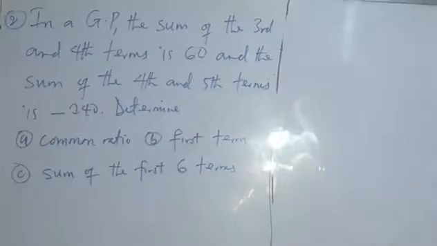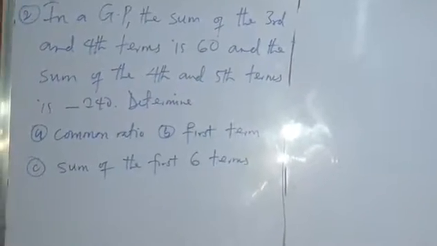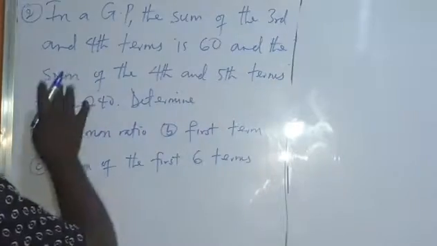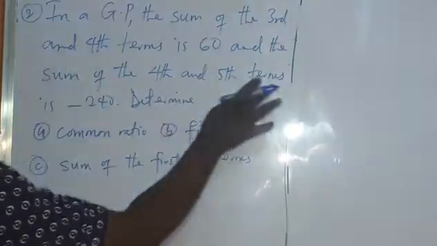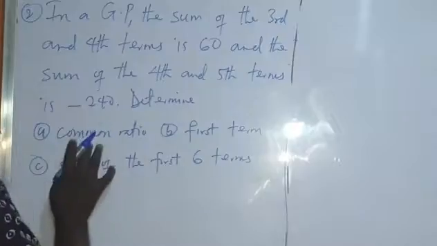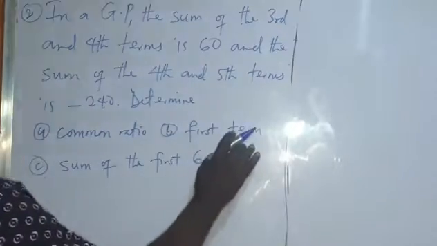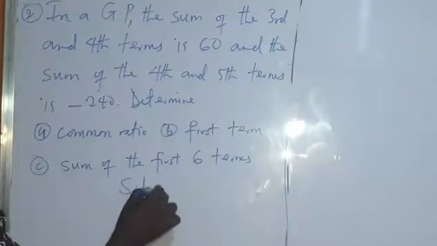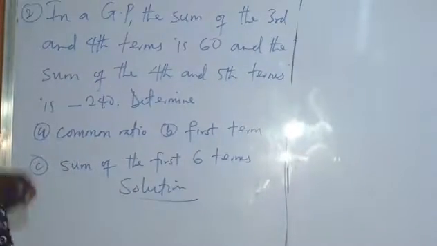So the second question is this. In a GP, the sum of the third and the fourth terms is this, and the sum of the fourth and fifth terms is this. Determine the common ratio, the first term, and the sum of the first terms. So let's start with interpretation.